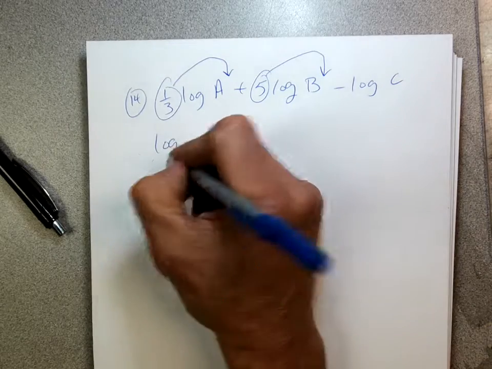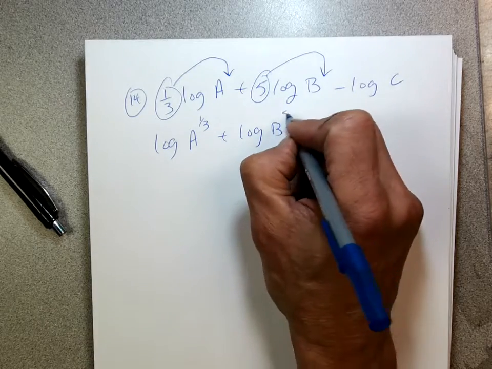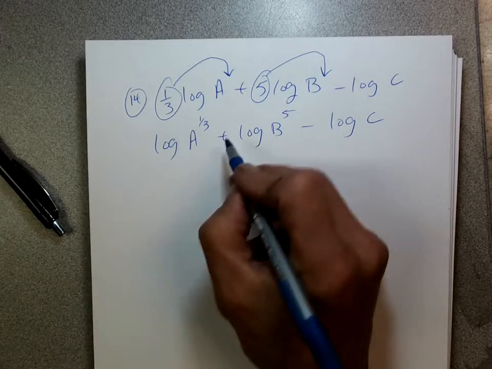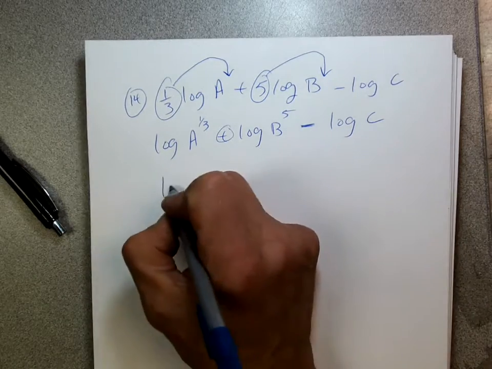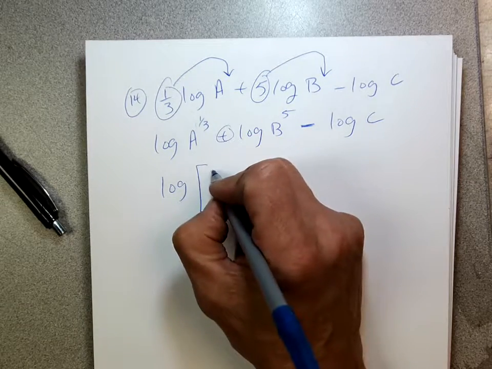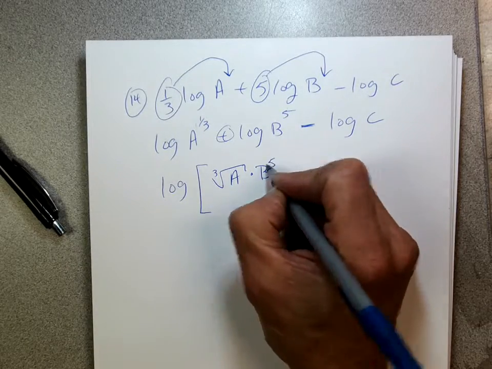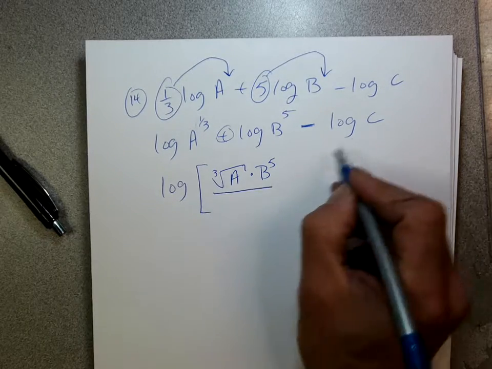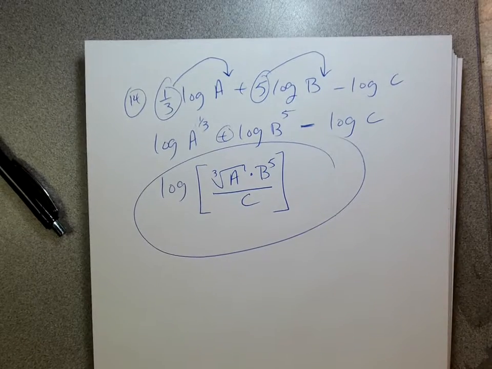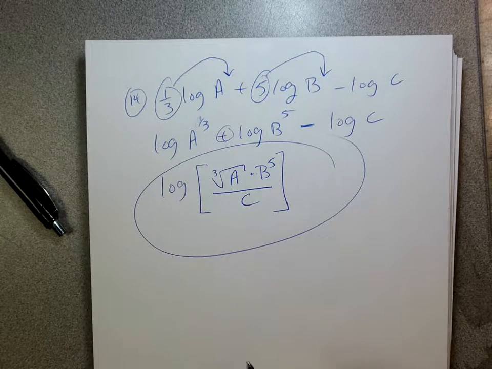So I'm going to have a log of A to the 1/3 plus log of B to the 5th minus a log of C. Okay, now, plus and minus, single log. We're going to go log of, that's a cube root of A times B to the 5th, you don't need the times sign, but there it is, divided by C. There's your single logarithm. Okay, you don't need the times sign, it's implied, but that explains the plus.